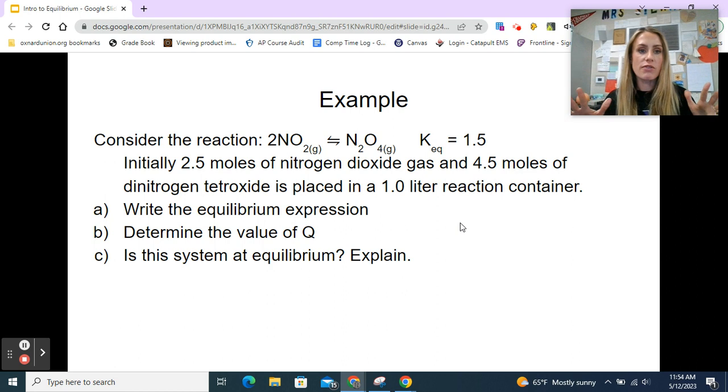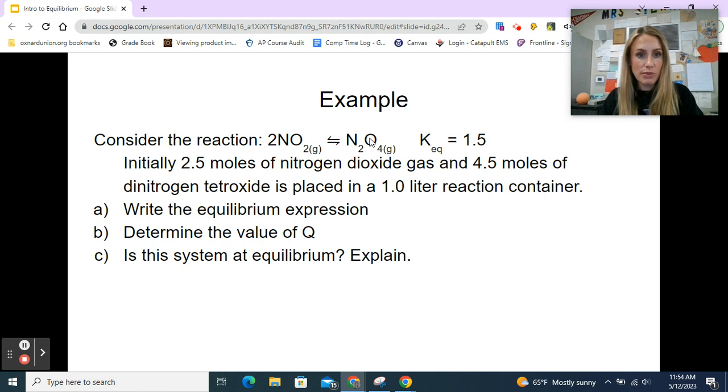Now, whenever you're given information like this, 2.5 moles and 4.5 moles in a 1 liter reaction container, remember molarity or concentration is moles over liters. So this is just 2.5 moles over 1 liter, which is 2.5 molar. All right, so I'm giving you concentration here. I will not always have a 1 liter reaction container, so you might have to find molarity first before you would plug it into K, or later ICE tables when we talk about those, but I'll talk about those later this unit. So we have 2.5 molar concentration of nitrogen dioxide and a 4.5 molar concentration of dinitrogen tetroxide.